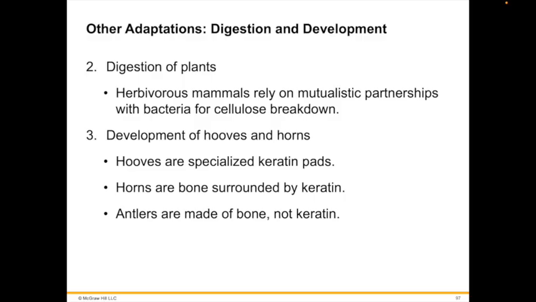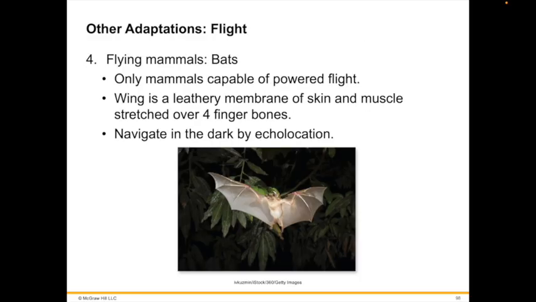Hooves are specialized keratin pads, and horns are bone surrounded by keratin, and antlers are made of bone, not keratin. Flight. So, flying mammals include the bats. They're the only mammals capable of powered flight. The wing is a leathery membrane of skin and muscle stretched over four finger bones, and they navigate in the dark by way of echolocation.